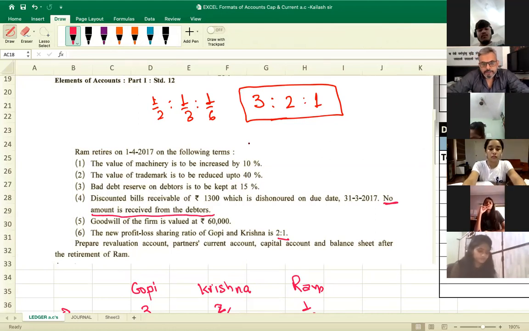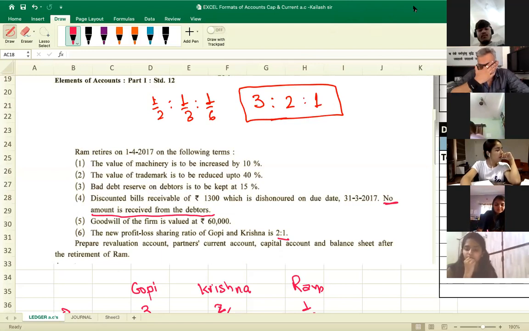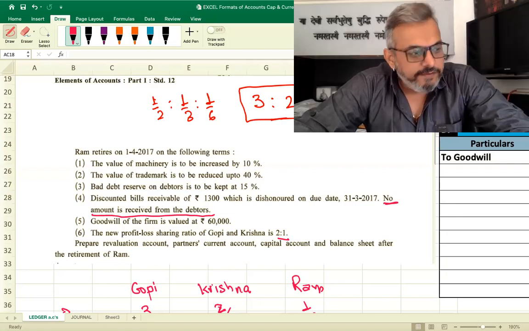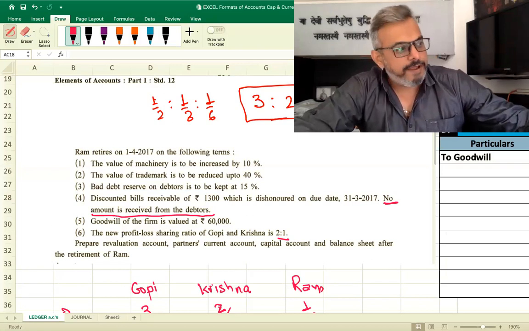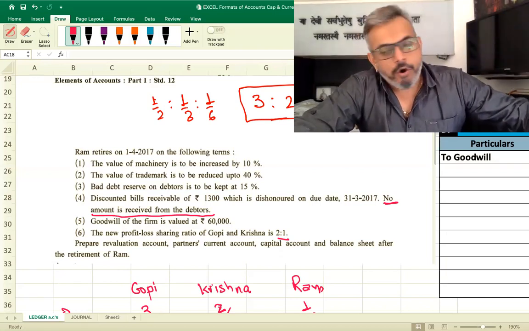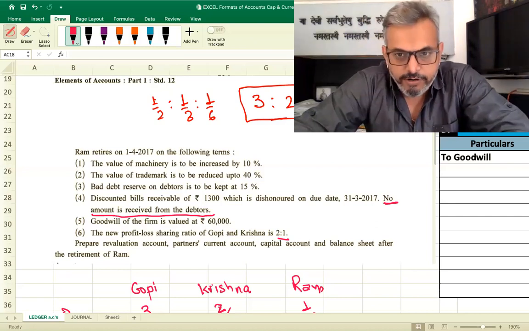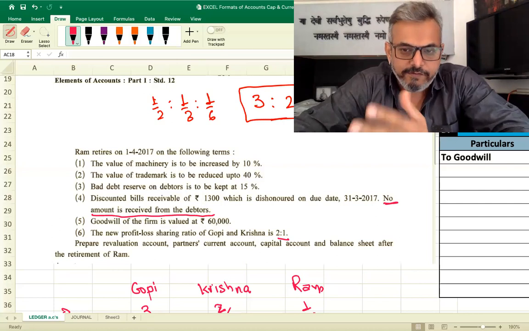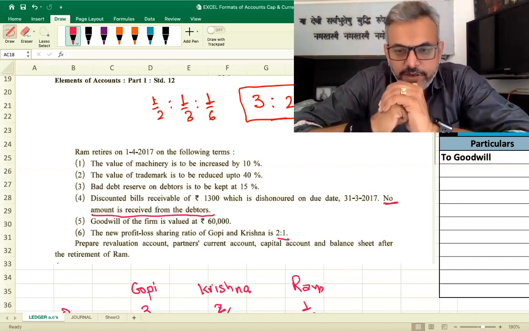Now, what does this mean? This means that the amount which we were supposed to receive from the debtors, we are now not going to receive. So it has become a bad debt for us. So 1300 has become a bad debt, but over here, this is a bill receivable which we have discounted with the bank. Against this bill, we gave it to the bank and received the money, but now on the maturity date or due date, the bill got dishonored. So the bank is going to take away the money from us, and we are supposed to receive it from our debtors. But here it is said that no amount is received from debtors.